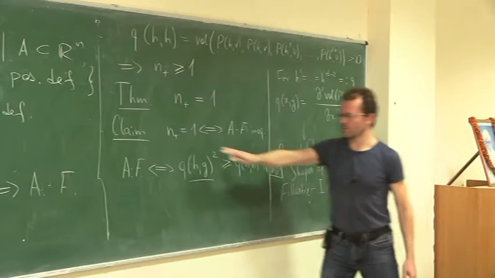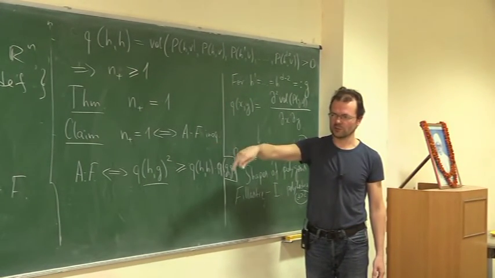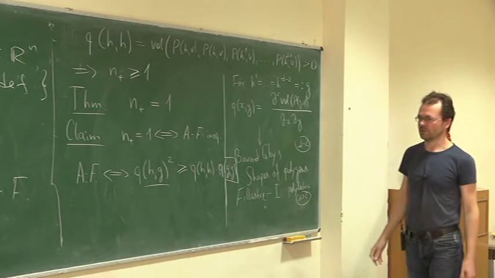So this was one direction. n plus equal to 1 implies the Alexandrov-Fenchel inequalities. In fact, the arguments can be reversed, and they prove also the converse implication.